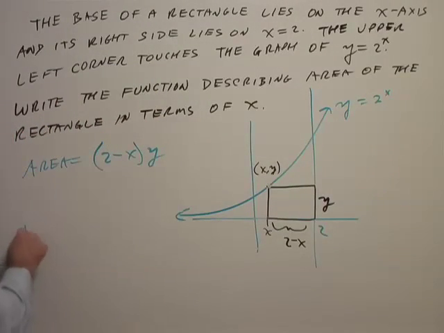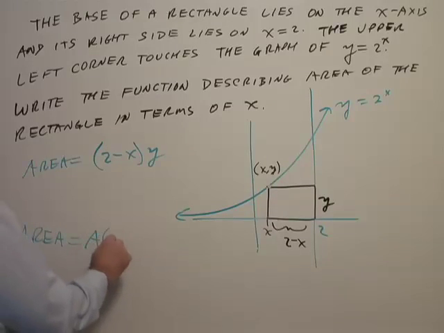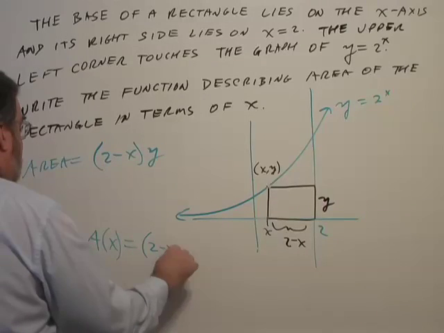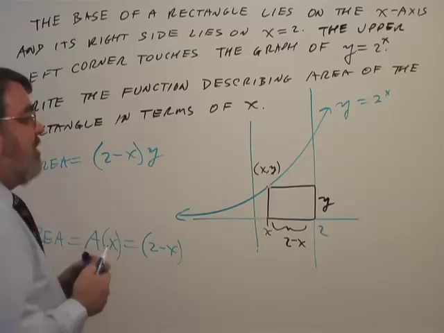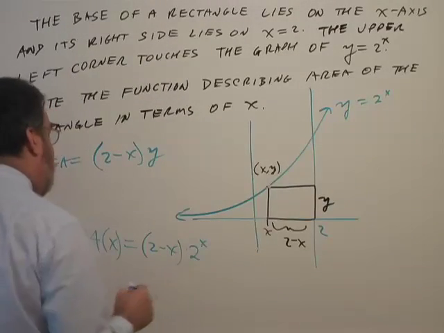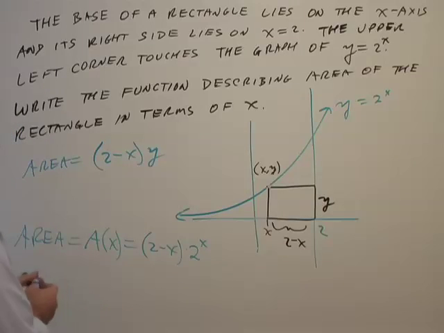So the area would be A of x, if I call it that, would be 2 minus x, and then for y, I'm going to substitute my function, 2 to the x power, times 2 to the x. So there we are, and that's my function.